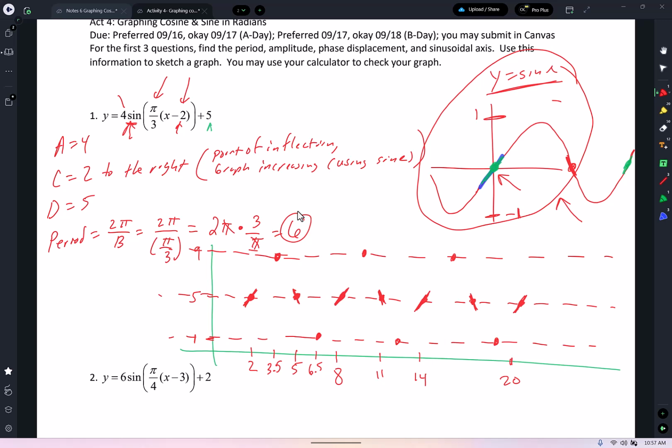Wherever you have a max, make it approach your midline. Wherever you have a min, make them approach your midline like so. Stretch them out towards your points of inflection. And then connect them.